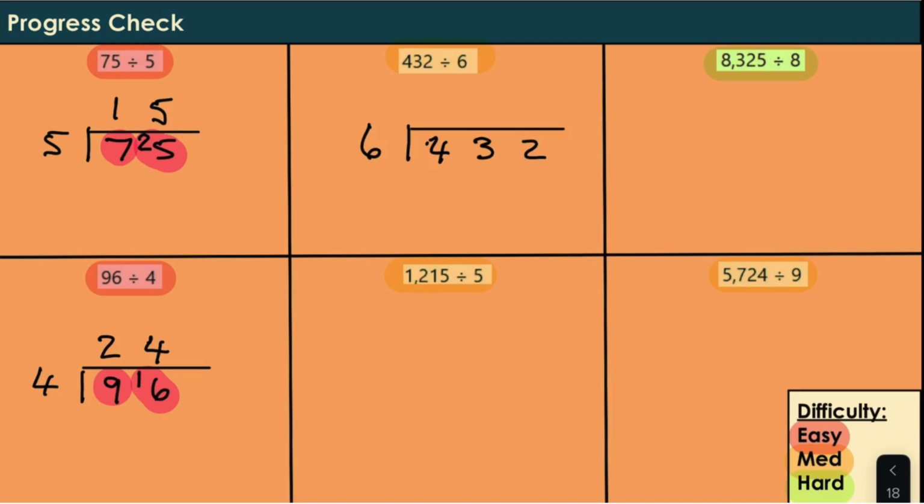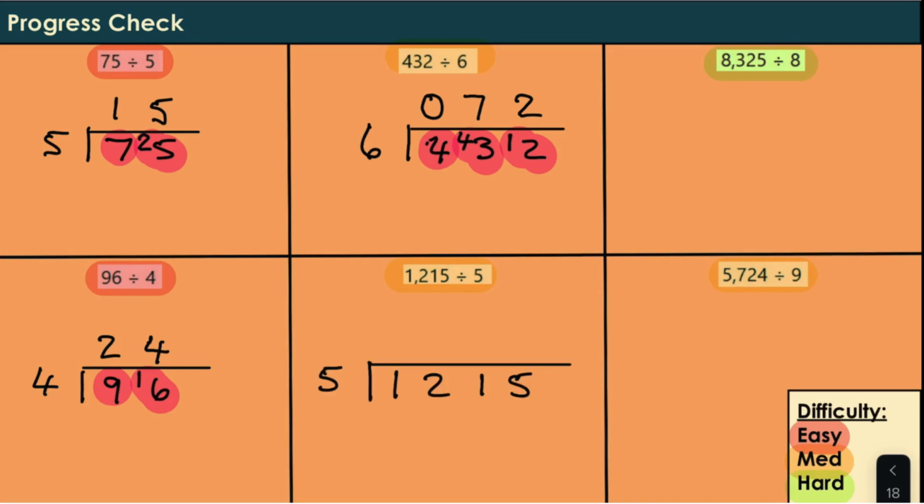How many 6s would go into that 4? Well, 0 6s. So I will write my 0 on the top. The remainder is 4. I carry it over to the next digit. How many 6s go into 43? That would be 7 6s. 7 multiplied by 6 is 42. The remainder is 1. I carry it over. How many 6s go into 12? That would be 2 6s. And my quotient is 72.